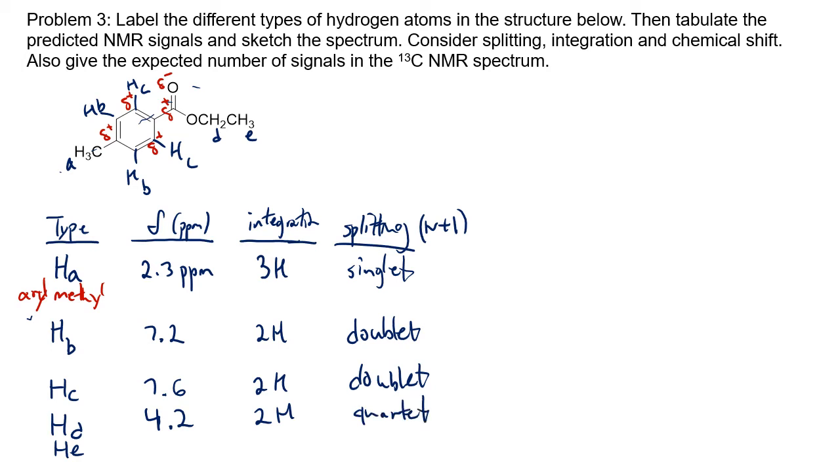HE, because it's not as close to that oxygen, is probably going to be somewhere around 1.5, give or take a couple ppm units, or tenths of a ppm unit. And that's going to integrate to 3, and it will be a triplet. All right, so now we've made this table.